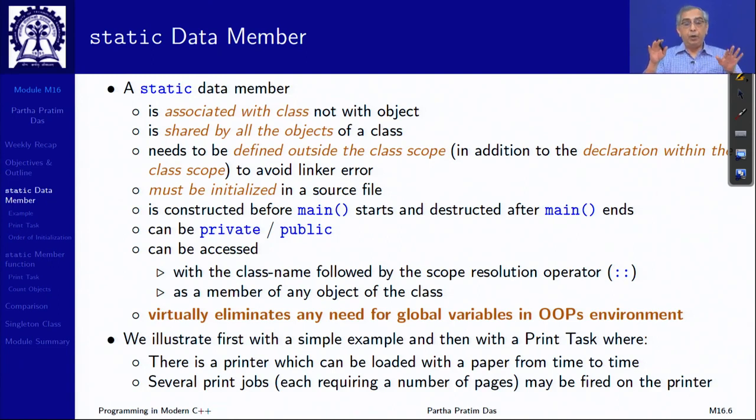show you an example where there is a printer task, where there is a printer which can be loaded with paper from time to time. So, there is a tray, as if you are modeling logically by a variable which says how much paper is there, and you can load paper into that. And there are several print jobs that are fired on this printer one after the other, and every print job has a specified number of pages that it has to print. After that job is done, the number of available pages on the tray will get reduced by the number of pages required for that job.